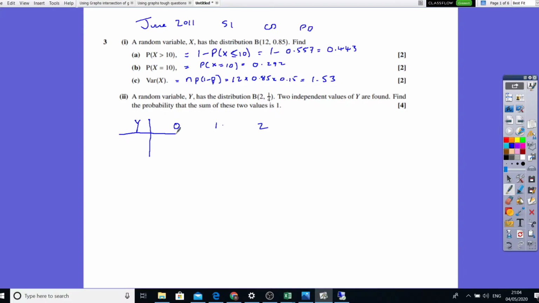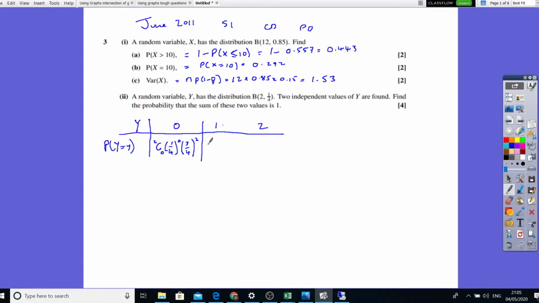We're trying to build a probability distribution table here. Here we've got no successes, so we've got 2 failures, a failure followed by a failure. The chance of success is 1/4, success occurs 0 times, and the probability of failure is 3/4. You're going to get 2 failures, so that will be to the power 2.